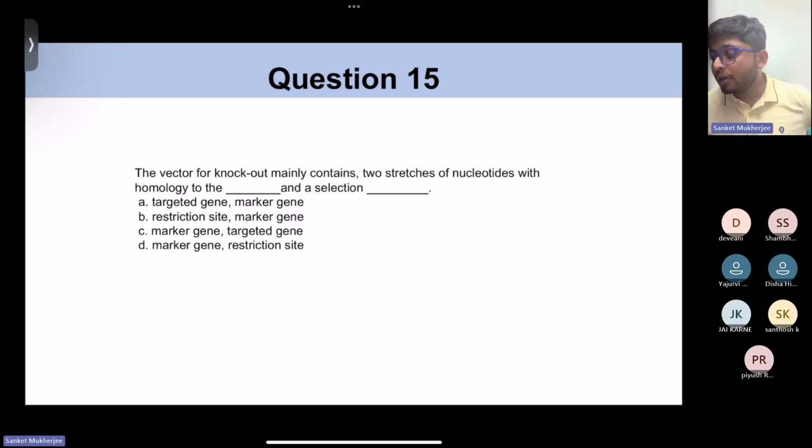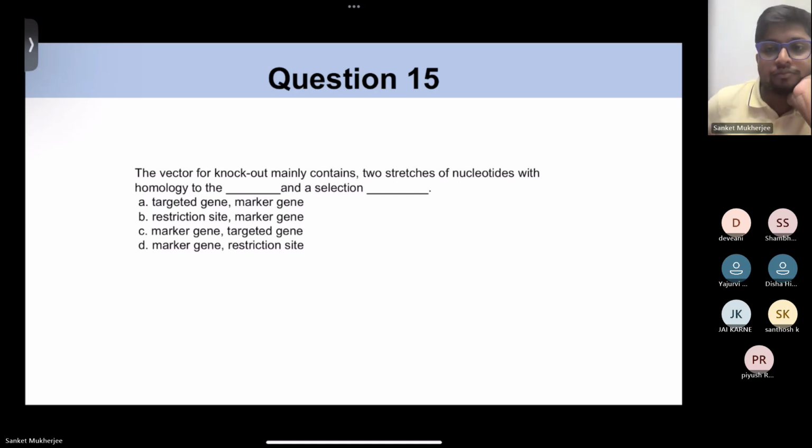The vector for knockout mainly contains two stretches of nucleotides with homology to the dash gene and a selection gene. Basically, what will it be? Targeted gene, marker gene, restriction site or marker gene and targeted gene, and marker gene or restriction site. Targeted gene and marker gene. You're right.